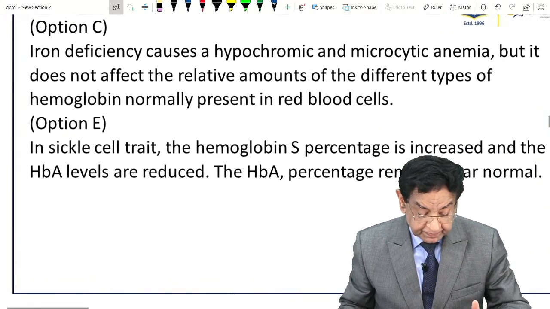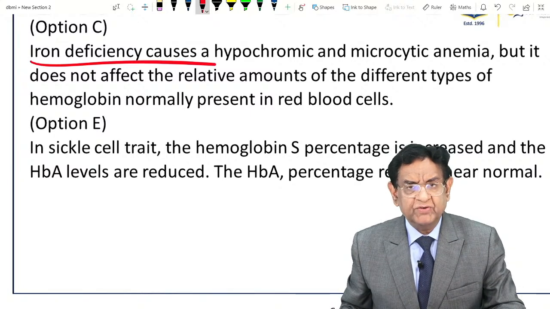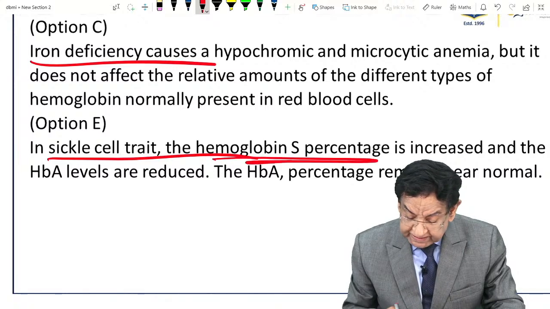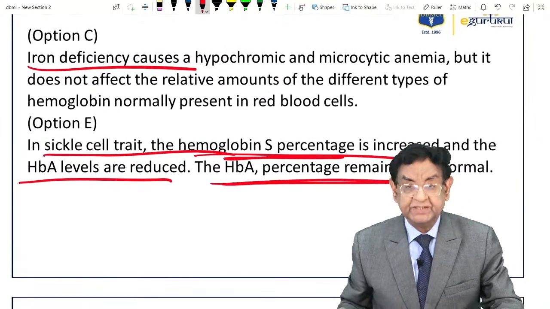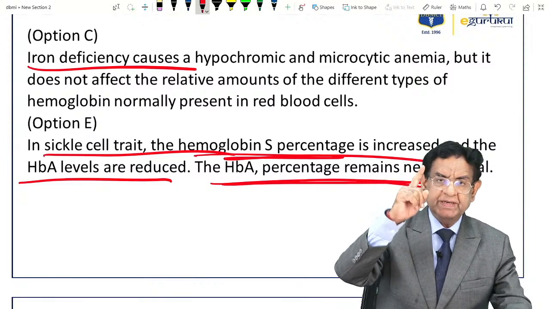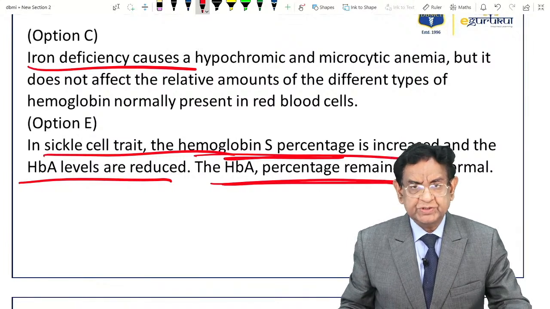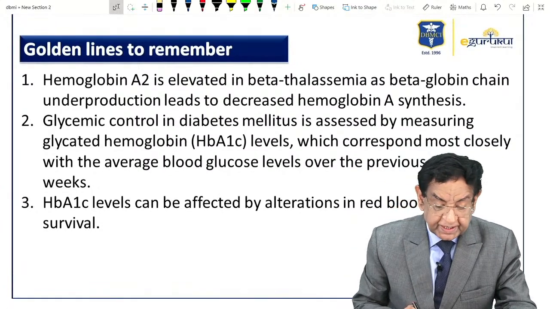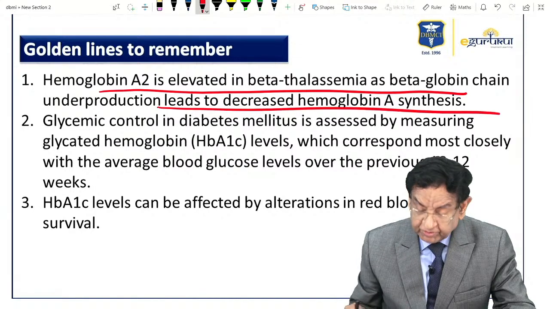Same thing is true for iron deficiency anemia also, so-called option C. Hb level will go down, the percentage of each will remain normal. Same with sickle cell trait also. In sickle cell trait, HbS will be there, and HbA level is reduced, but the percentages of HbA and A2 will not be changed. So that's why HbA2 will be increased only in beta thalassemia or beta thalassemia trait. In all other options given in the question, the percentage of each hemoglobin will remain normal. So golden line to remember: hemoglobin A2 is elevated in beta thalassemia, okay? And that is because there is reduced synthesis of hemoglobin A.